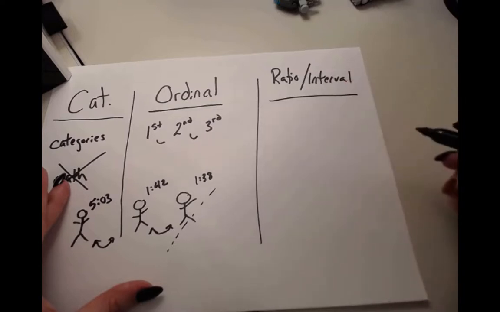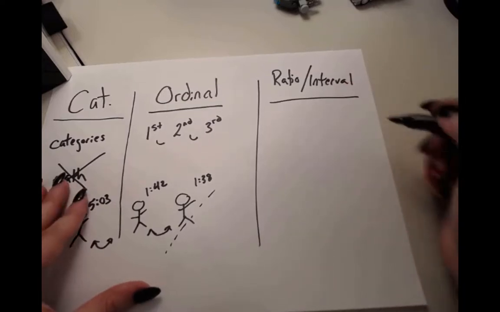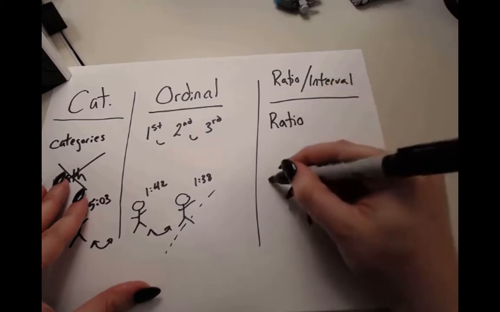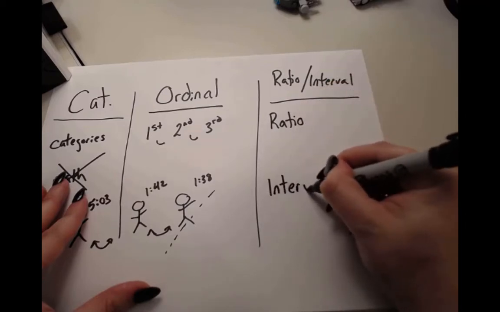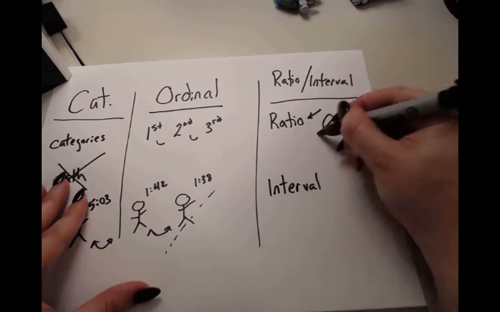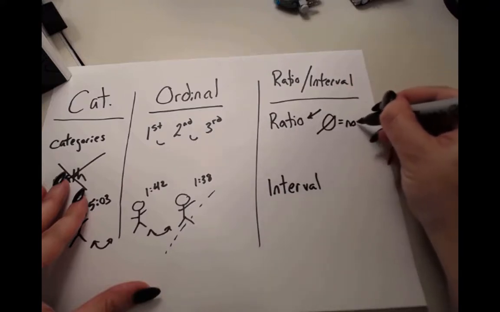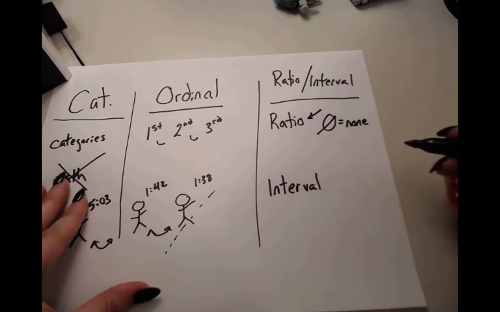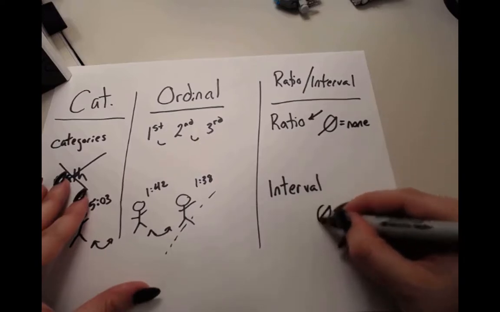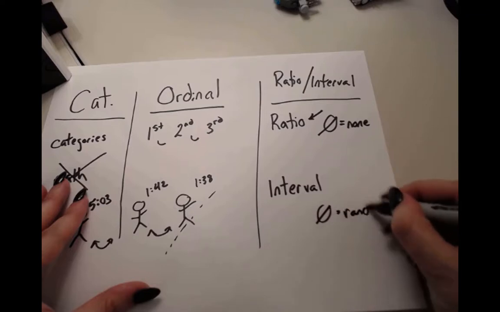Then we go into ratio and interval. The way that I remember the difference between these, because these are the ones that actually do have mathematical differences between them, is that for ratio, the 0 actually means none. In ratio, the 0 is real. So the 0 means a lack of whatever it is. Whereas interval, the 0 point is actually random.